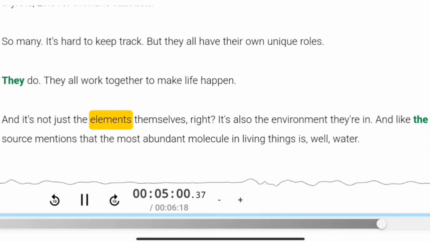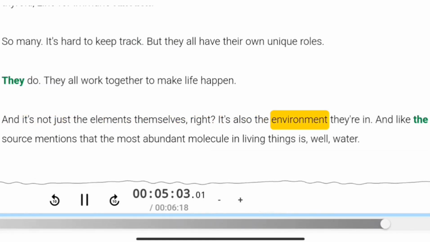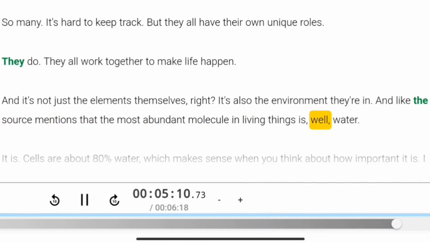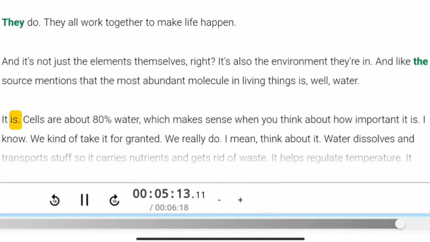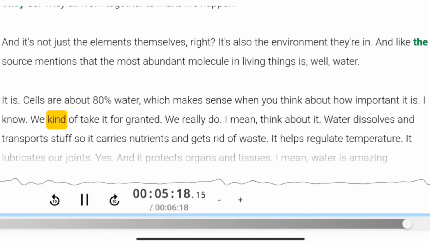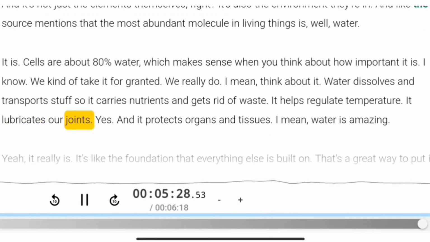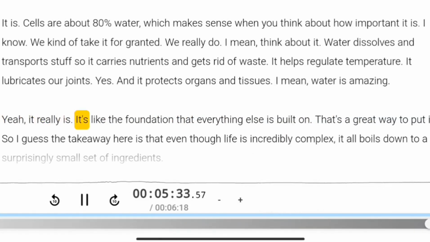And it's not just the elements themselves, right? It's also the environment they're in. And like the source mentions, the most abundant molecule in living things is, well, water. It is. Cells are about 80% water, which makes sense when you think about how important it is. I know, we kind of take it for granted. We really do. I mean, think about it. Water dissolves and transports stuff, so it carries nutrients and gets rid of waste. It helps regulate temperature. It lubricates our joints. Yes, and it protects organs and tissues. I mean, water is amazing. Yeah, it really is. It's like the foundation that everything else is built on. That's a great way to put it.